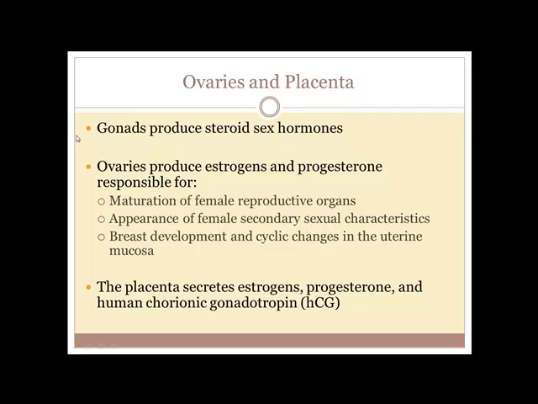With the ovaries and the placenta, the gonads are going to produce our sex hormones. Ovaries are going to make estrogens and progesterones, and the estrogens and progesterones will be responsible for maturation of female reproductive organs, the appearance of secondary female characteristics, and breast development and the cyclic changes within the uterine mucosa. That means the female cycle, the menstrual cycle. The placenta is going to secrete estrogens, progesterone, and HCG, human chorionic gonadotropin. That is going to be the hormone that pregnancy tests are looking for oftentimes.